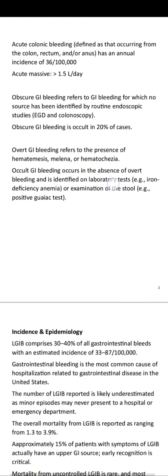If we are talking about overt GI bleeding, that means there is a clinical presentation in the form of hematemesis, melena, or hematochezia. If we are talking about occult GI bleeding, that means there is evidence of bleeding but no clinical sign. How will it present? It will present in the form of laboratory findings like iron deficiency anemia, or on stool analysis. The laboratory finding will tell us that there is bleeding, but there are no clinical manifestations of bleeding.